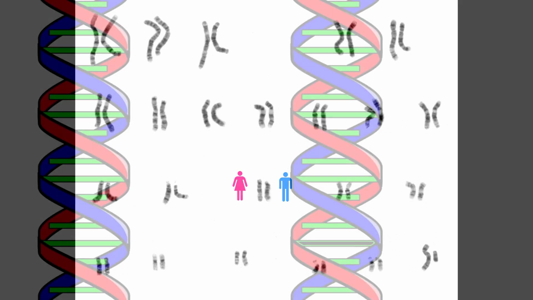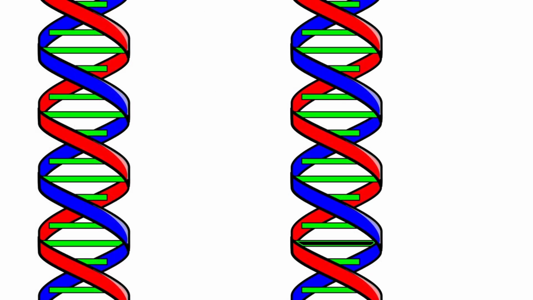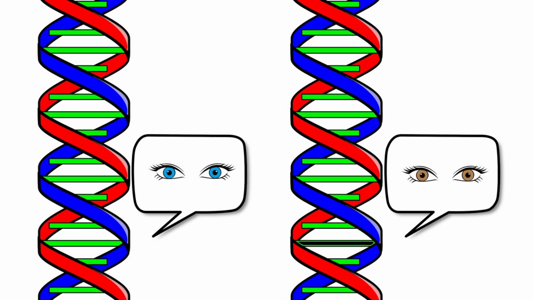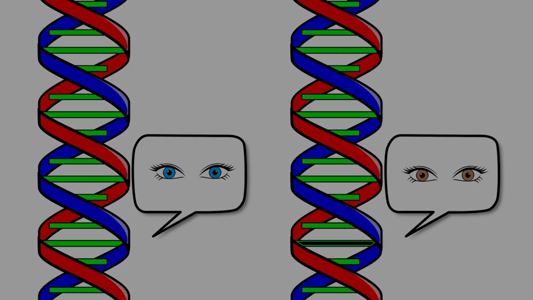We have 23 pairs of such chromosomes, and we get one copy of each pair from our genetic mom and one copy of each pair from our genetic dad. Now, since we have 2 copies of every chromosome, we then have 2 copies of every gene as well. But what happens if the 2 copies give slightly different instructions? Well, let me use a real example.